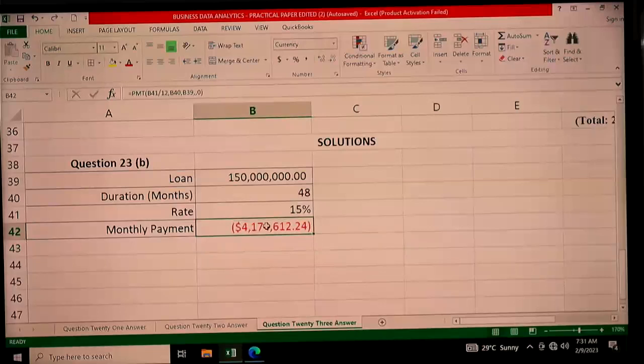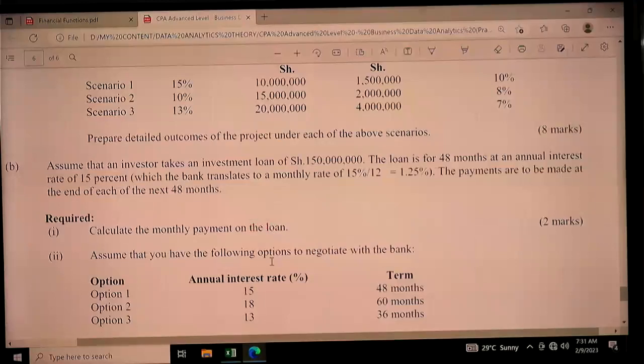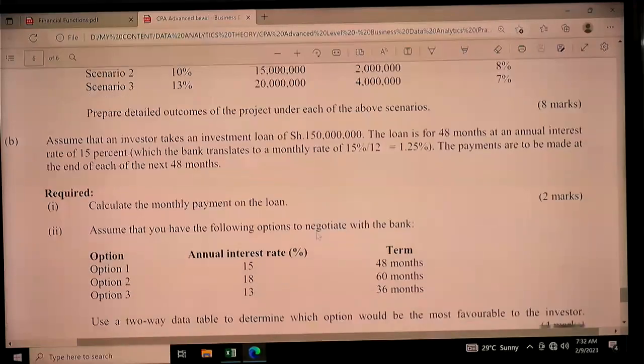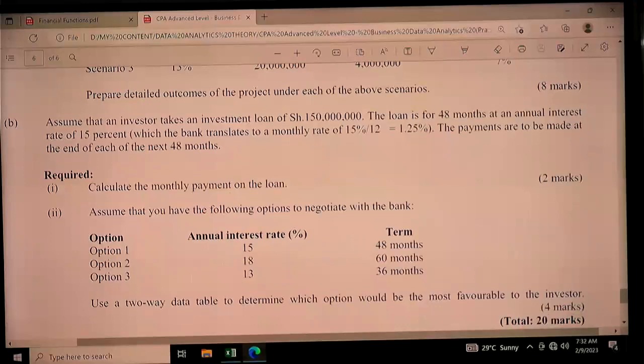I hope that one is very clear. And the next question, though we have not covered that, but it's something we can actually check. Assume that you have the following options to negotiate with the bank. The first option is actually the scenario that we are running currently here, because we are told that the annual interest is 15% and the term is 48 months. That is the case you have here.